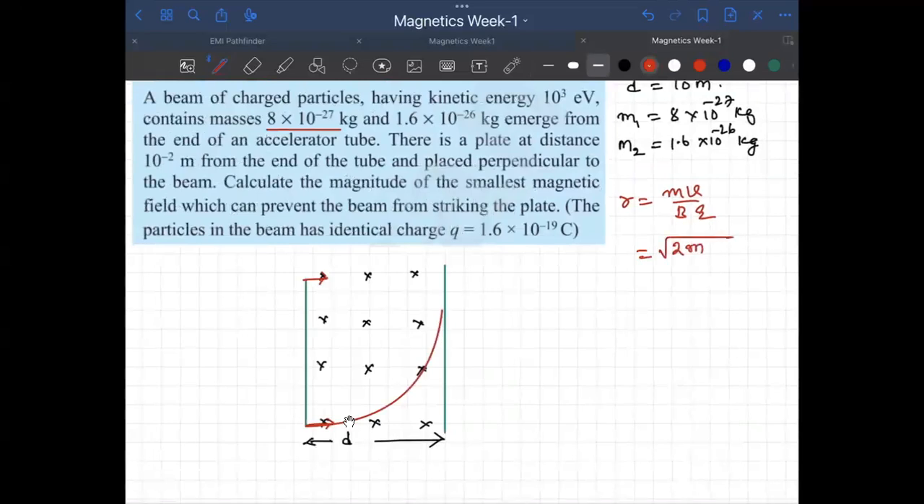I will expand this further. R is 2 times mass into kinetic energy by B into charge.